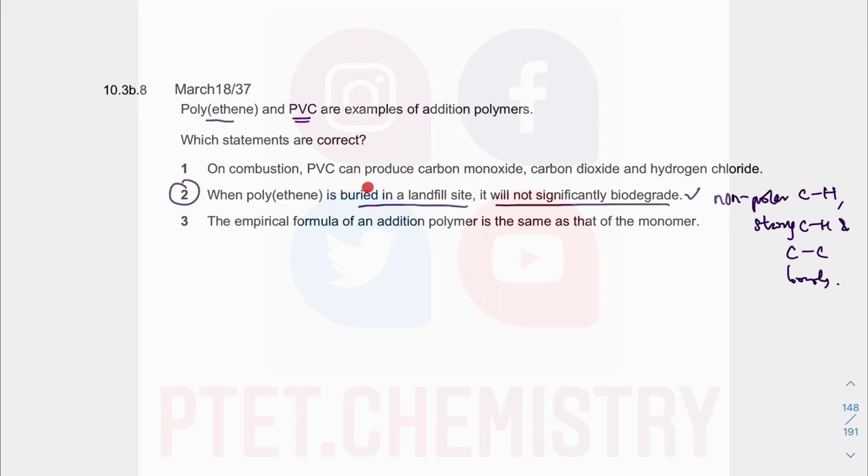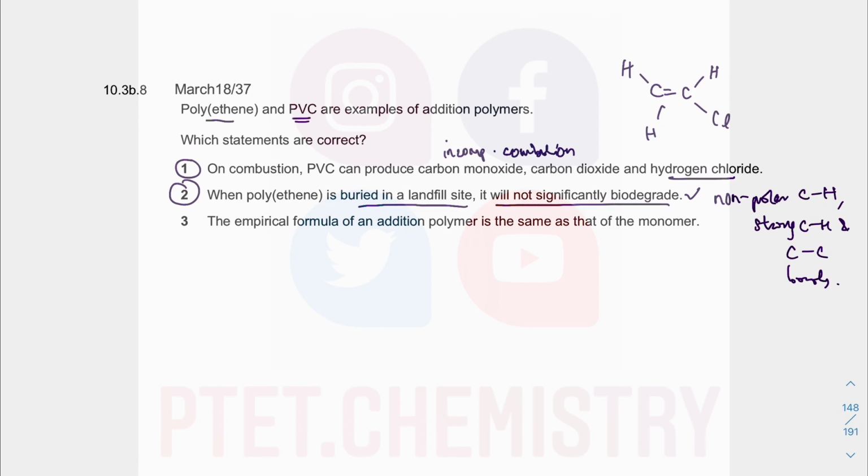On combustion, PVC can produce carbon monoxide when you have incomplete combustion. You can have complete combustion and produce carbon dioxide, and you can also produce HCl, because a lot of things can happen when you combust PVC. If you think about the structure of the monomer for PVC, it does have chlorine and it does have hydrogen. At some point when you combust it, you can get HCl, which is a corrosive gas. So you don't want to burn PVC, otherwise you'll be producing HCl gas.